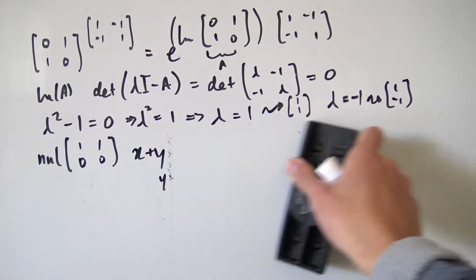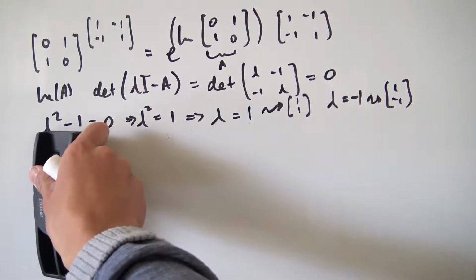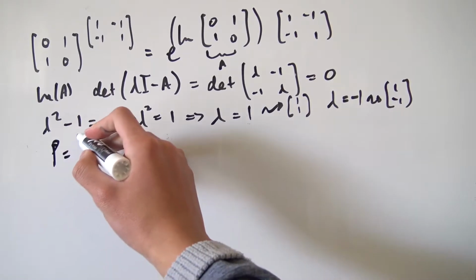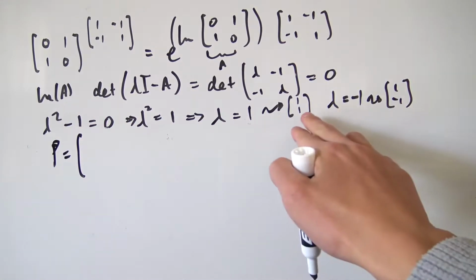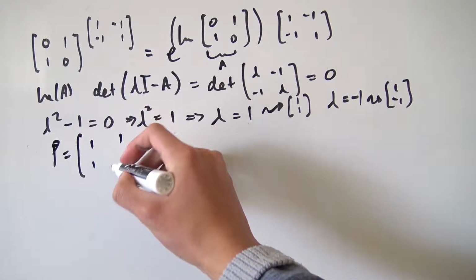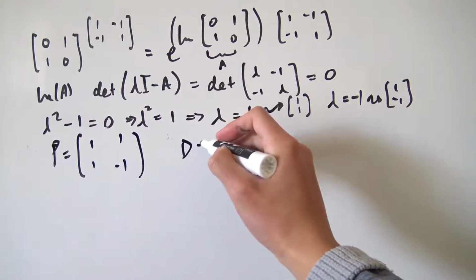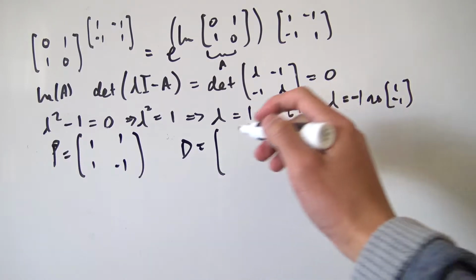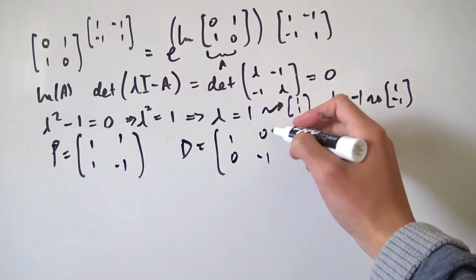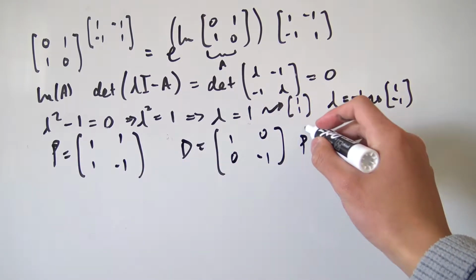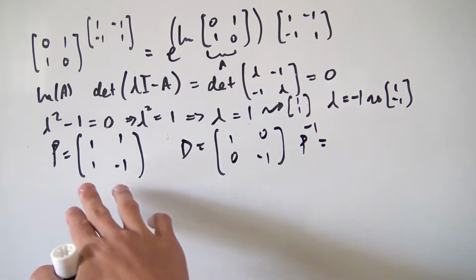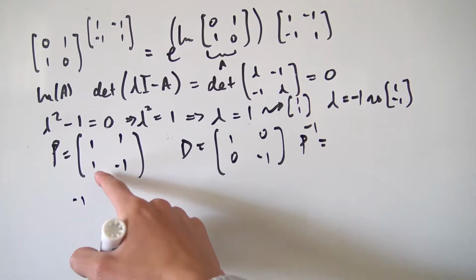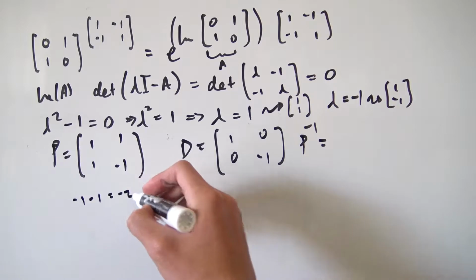Now we can put it all into a matrix to express our matrix A as a diagonal matrix. So putting this all together, we have our P being equal to the matrix of eigenvectors: (1, 1) first, and (1, negative 1). And our D matrix is the matrix of eigenvalues, which are 1 and negative 1, so 1 first and then negative 1. Of course we still have to calculate our P inverse. Taking the determinant of this, it's AD, which is negative 1, minus BC, which is 1, which is negative 2.